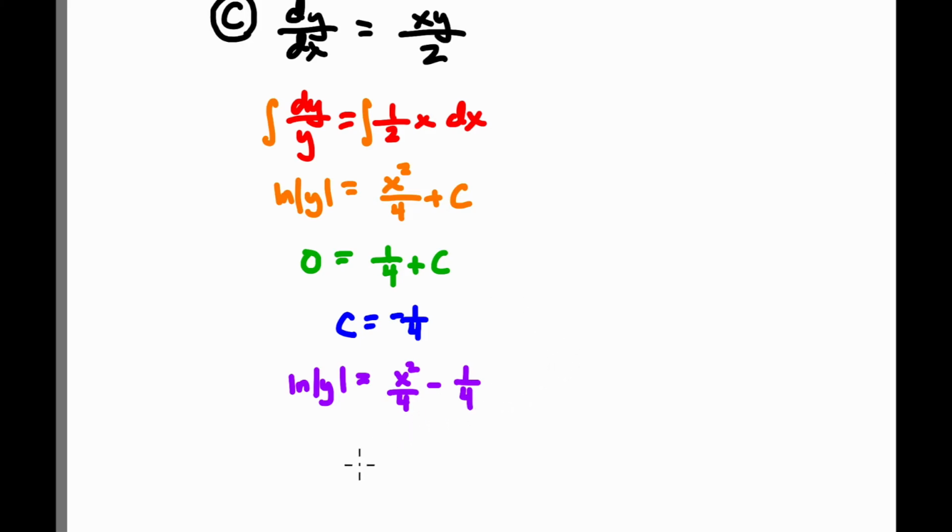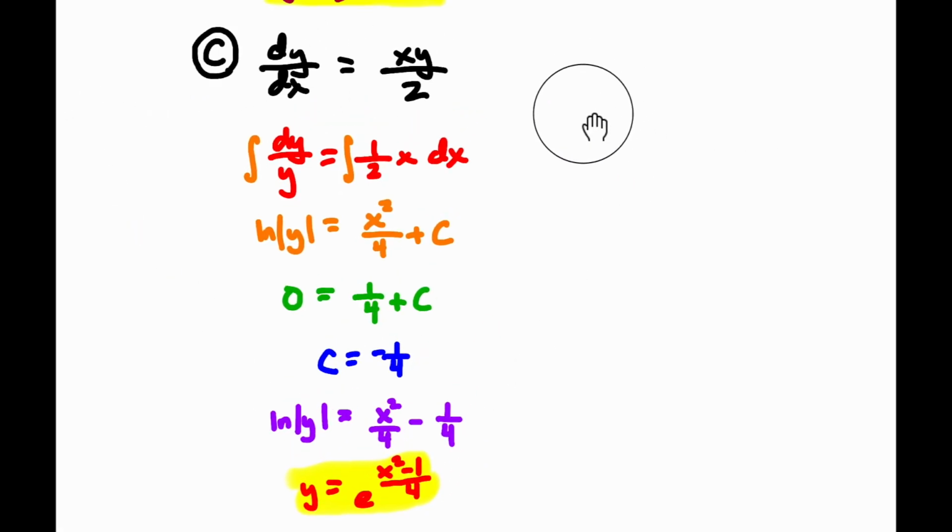If you base e both sides, you're going to end up with a solution of y is equal to e to the x squared minus 1 all over 4, because I just combined the common denominators here to get this. So this is actually the solution to the differential equation.